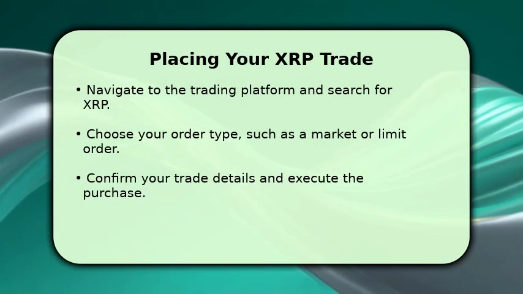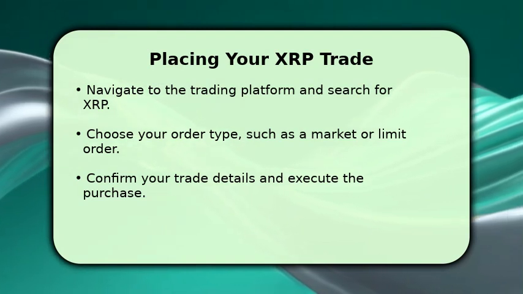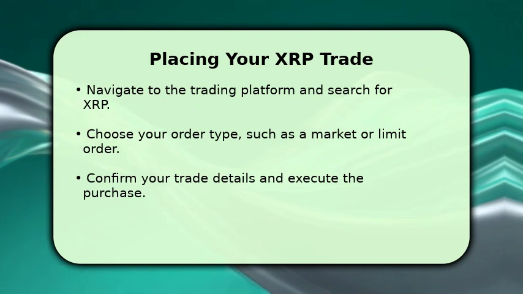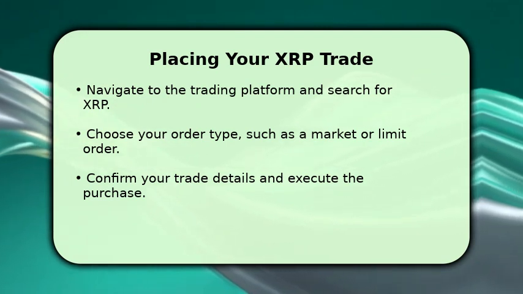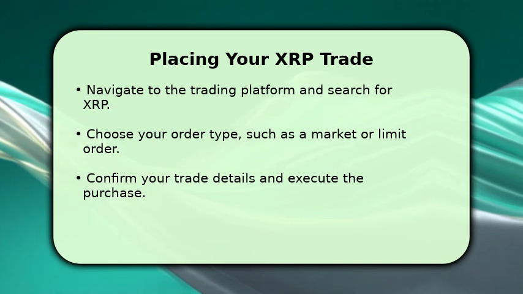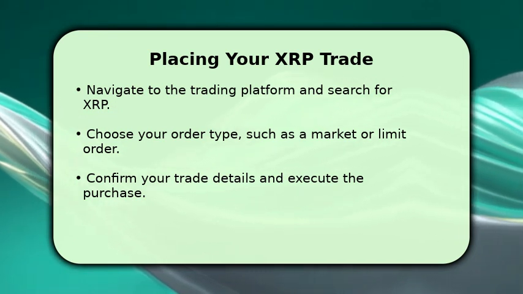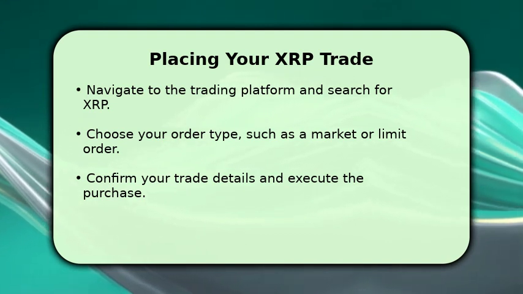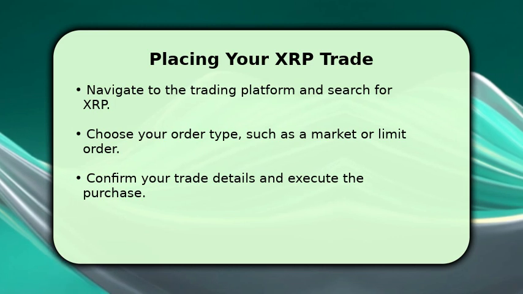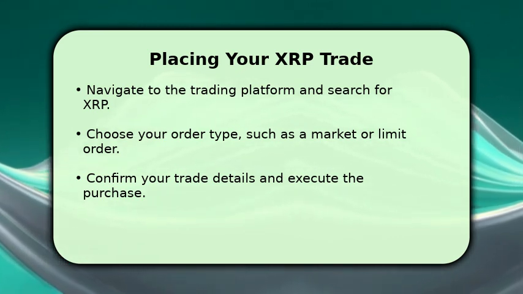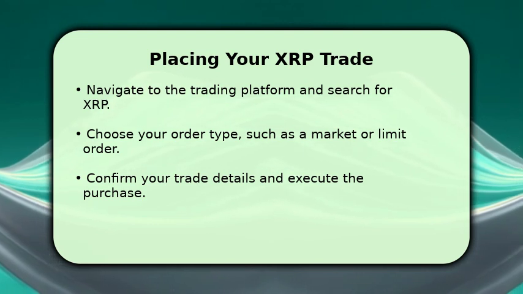Now, let's place your trade. Log into your Interactive Brokers trading platform, whether it's Trader Workstation or the mobile app. Use the search function to find XRP. You'll then need to select your desired order type. A market order executes immediately at the current price, while a limit order allows you to set a specific price. Enter the amount of XRP you wish to buy, review all the details carefully, and then submit your order. Congratulations, you've just bought XRP.